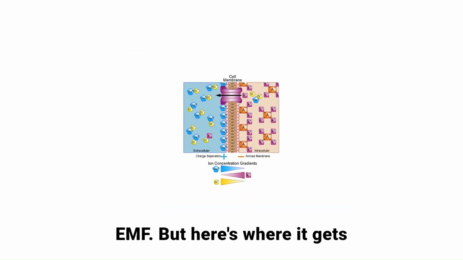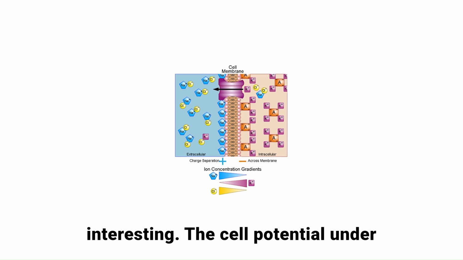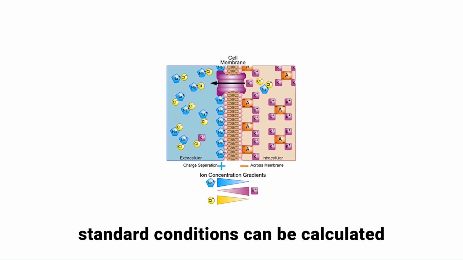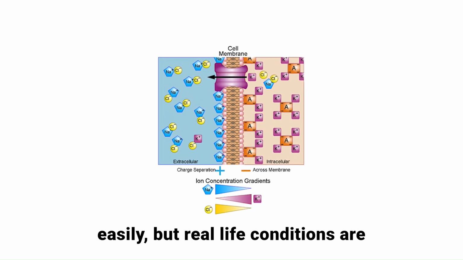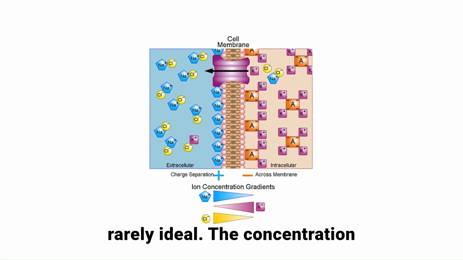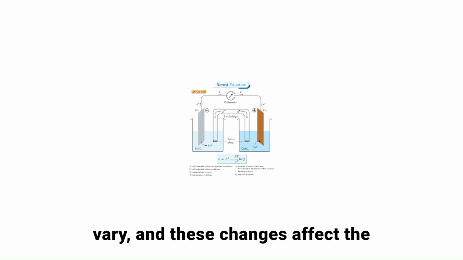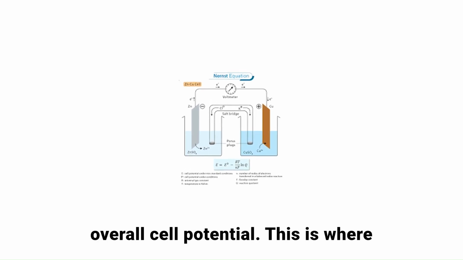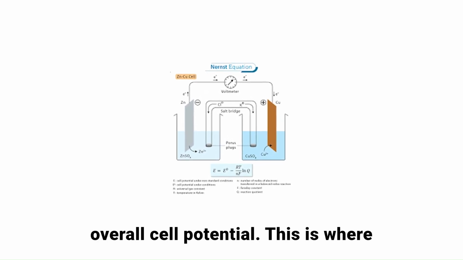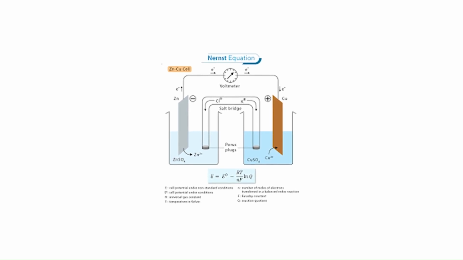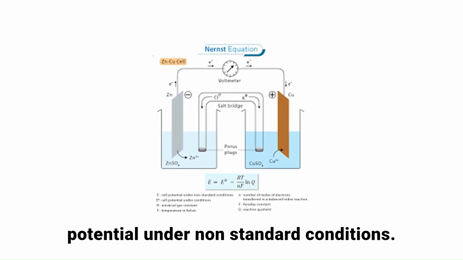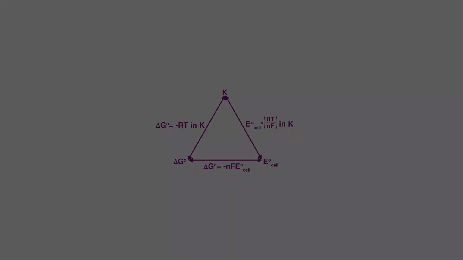But here's where it gets interesting. The cell potential under standard conditions can be calculated easily, but real-life conditions are rarely ideal. The concentration of ions in the electrolyte solution can vary, and these changes affect the overall cell potential. This is where the Nernst equation comes into play, allowing us to determine the cell potential under non-standard conditions.